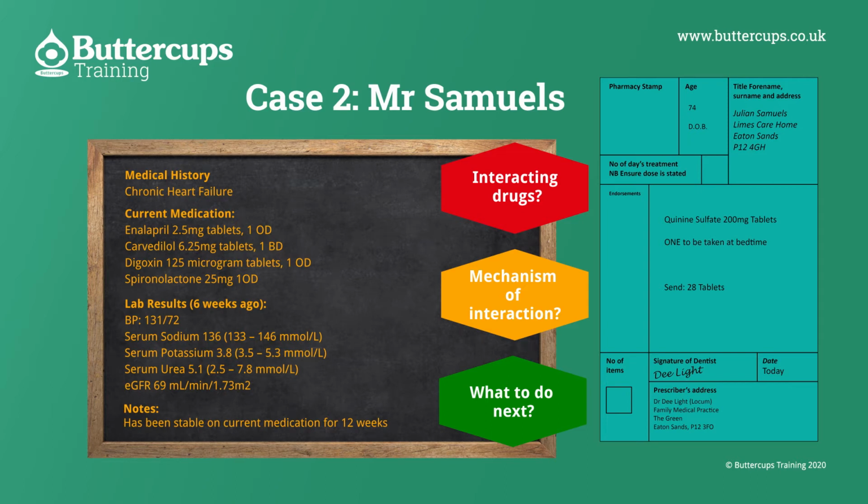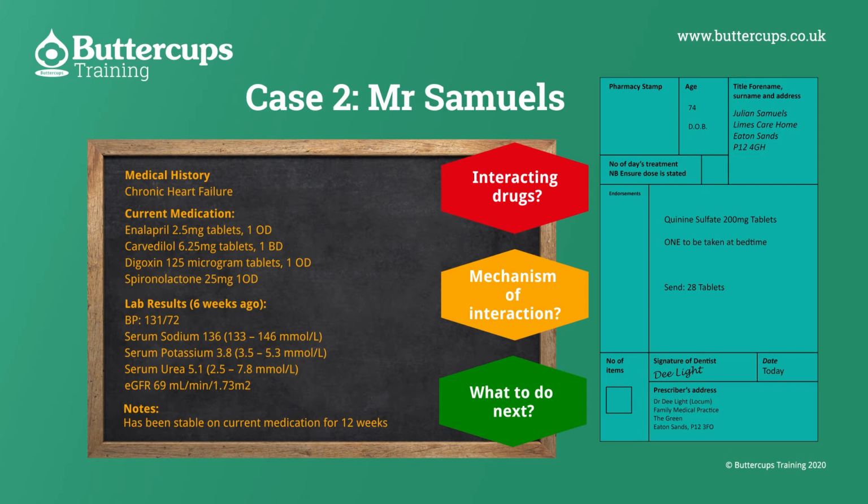So what did you find? The first thing to note is that there are a number of potential interactions with Mr. Samuels' existing medication, such as carvedilol, enalapril and spironolactone, which all can cause hypotension; carvedilol and digoxin, which both can cause bradycardia; enalapril and spironolactone, which both can cause hyperkalaemia; and spironolactone and digoxin, which can lead to increased levels of digoxin when taken together.